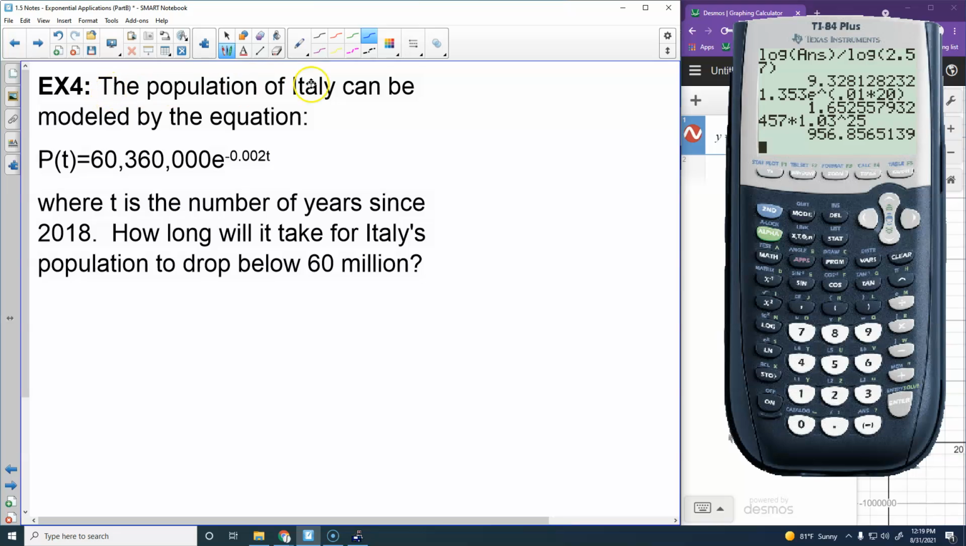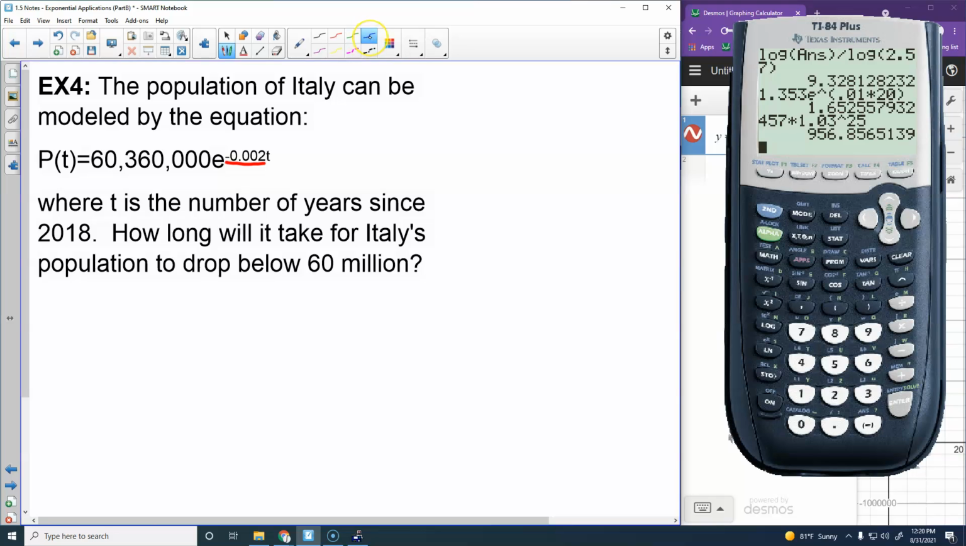Okay, so the population of Italy can be modeled by this equation, where t is the number of years since 2018. How long will it take for Italy's population to drop below 60 million? You can tell for this one it has a negative rate right here. So the population of Italy is decreasing, which is also true. I think I looked up these numbers as well. Italy's population is decreasing over time.